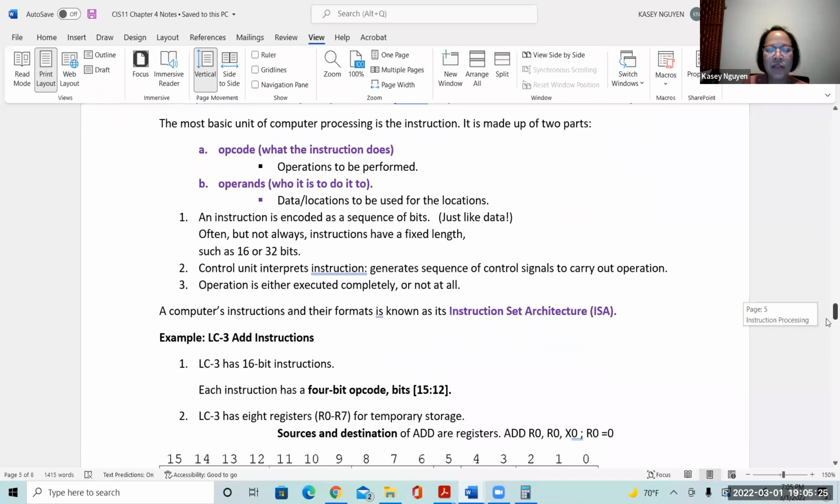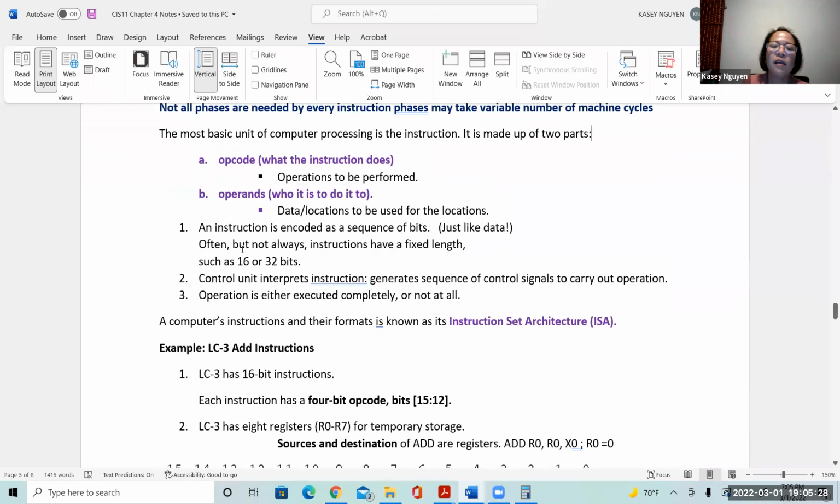And you will find that on page 5 of the notes. Here it talks about how the instruction is encoded in bits, just like what we talked about earlier. It will be a fixed length, and for LC3, 16 bits. Other systems, more. So the CU needs to interpret the instructions. It is going to generate signals to carry out the operation like add or load. Now, the operation can either completely execute it or not.